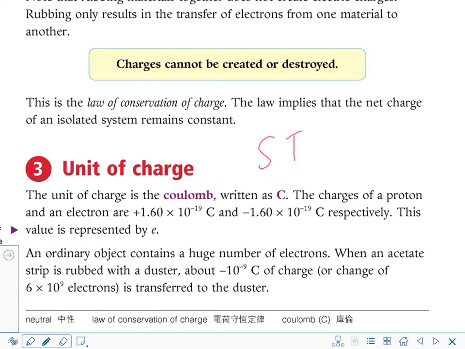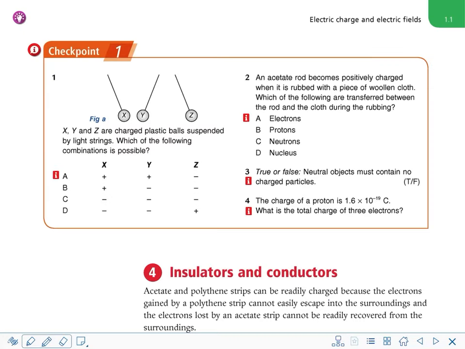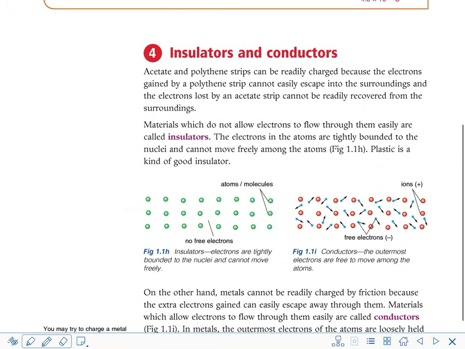Unit of charge: the SI unit, international system of units. We'll use Coulomb. One electron has 1.6 times 10 to the power minus 19 Coulomb. You can check this in the worksheet at the end of the exam paper, that means it's given in the public exam. Chapter 1, try. You may check the answer here.